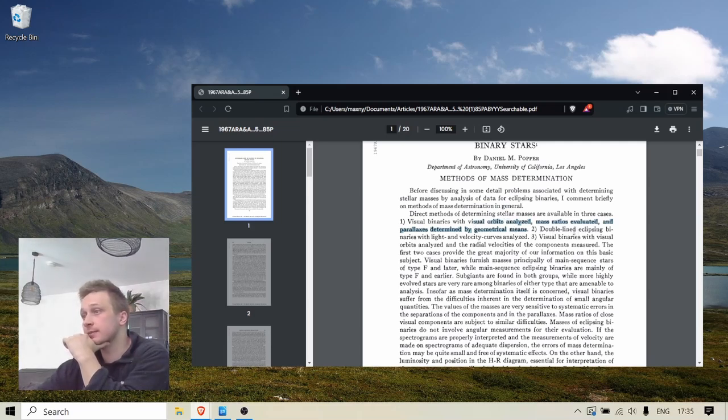Double line eclipsing binaries with light and velocity curves analyzed. Visual binaries with visual orbits analyzed and the radial velocities of the components measured. So I think what you can do here is, if you have the radial velocity, you can use that also with Kepler's third law, where you substitute it as the centripetal force, and then you can use the same equation as before.